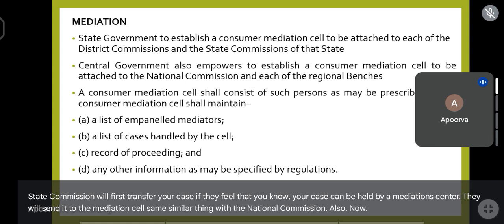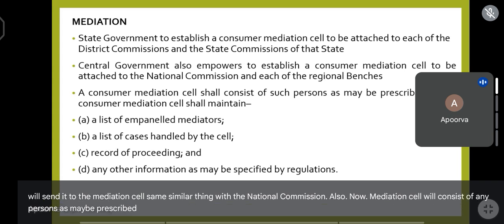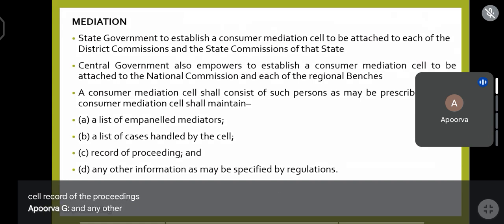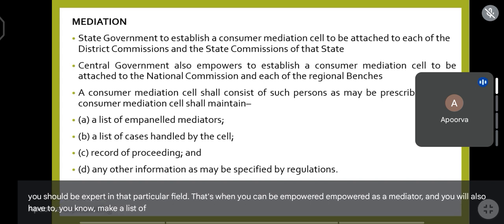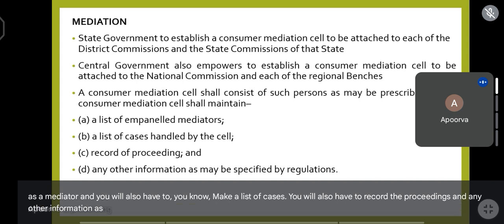Now, a mediation cell will consist of any persons as may be prescribed. Every mediation cell shall maintain an empaneled list of mediators, a list of cases handled by the cell, a record of the proceedings, and any other information as may be required. Basically, mediators have a set of qualifications. You should be an expert in that particular field, and that's when you can be empaneled as a mediator. You will also have to make a list of cases, record the proceedings and any other information as may be required. Now, this is about mediation.